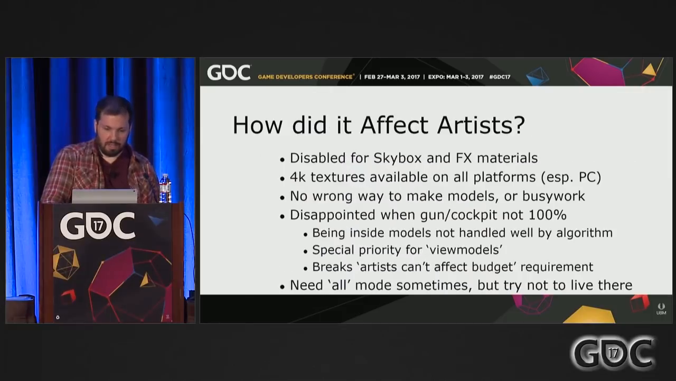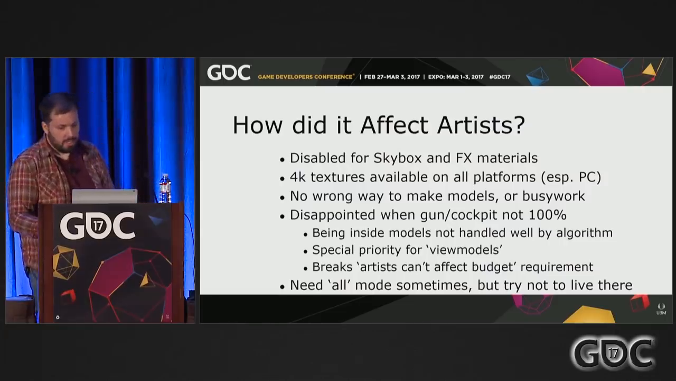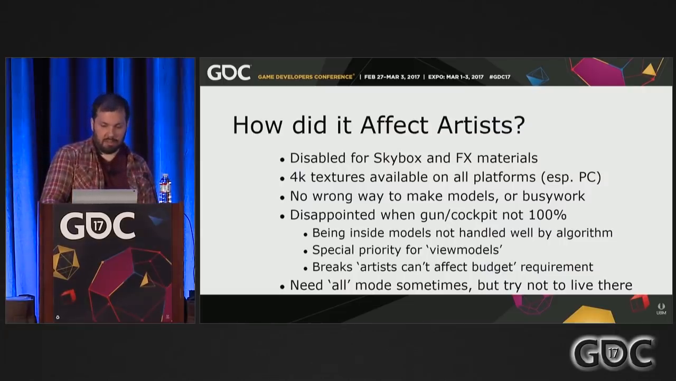So how did this affect artists? Like I said, they disabled it for certain textures, for effects, and for distant level geometry, where it just didn't make sense to stream. They liked that there were 4K textures available on all platforms, so PC people with their amazing displays and GPUs can enjoy their art. There wasn't a wrong way to make models. There wasn't busy work. One thing that became increasingly obvious as the effort went on was that they really weren't happy when the guns or the Titan cockpits weren't completely loaded in.